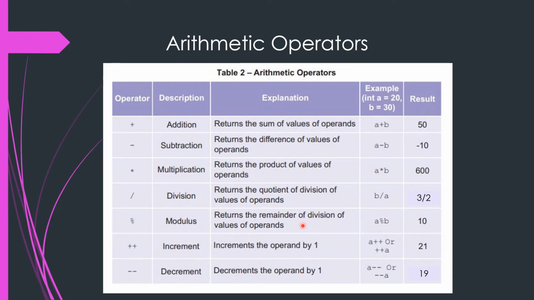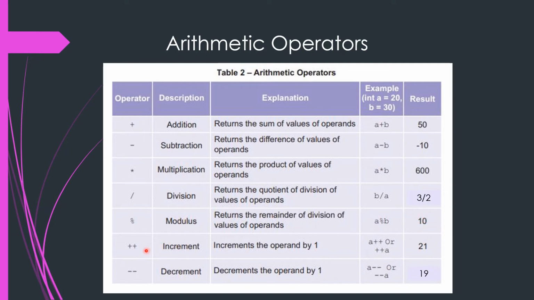So what will this modulus operator do? It will return the remainder of division. Whenever we divide these two numbers, whatever the remainder is will be the result of the modulus operator. So here you can see a modulus b and the result is 10. So 20 modulus 30 gives the result 10.